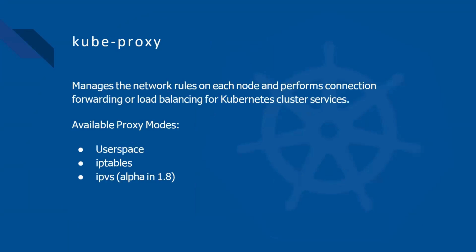Then kube-proxy. All of the network rules are inside kube-proxy. The available proxy modes are user space, iptables, or IPVS. Kubernetes has its own network rules, and we can manipulate those.